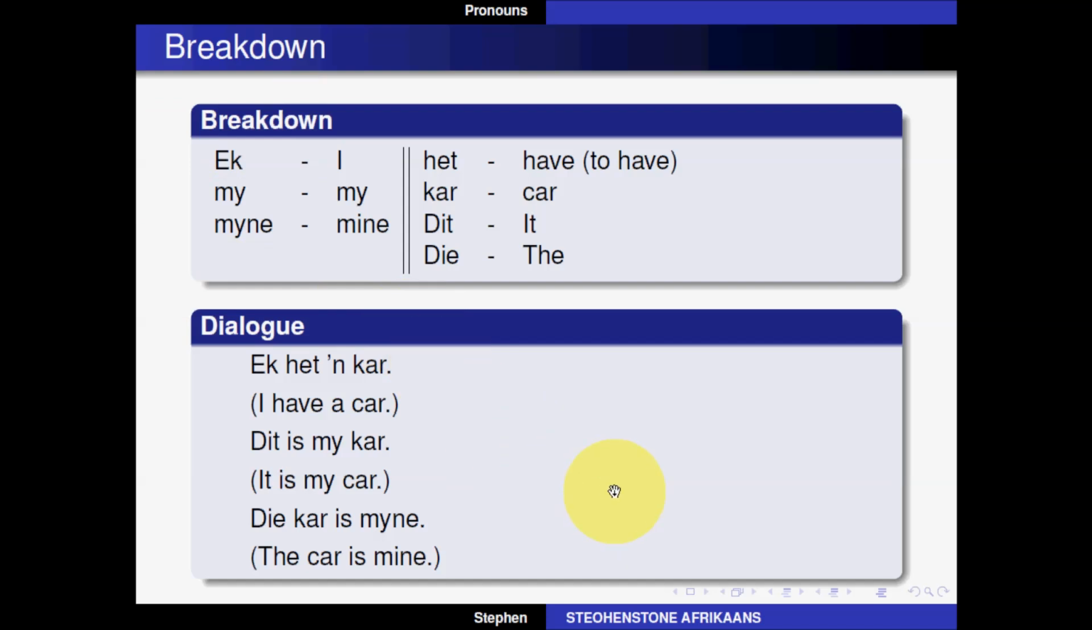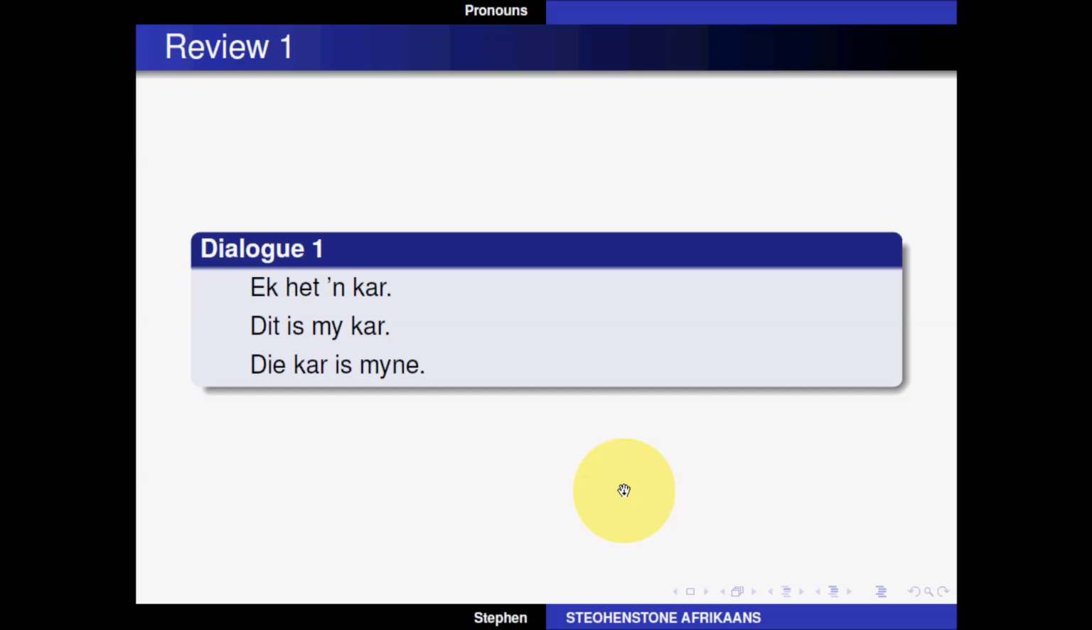So let's review the dialogue. And same as before with lesson 1, I'll say it, and then you can pause and try and repeat it. Then I'll say the sentence again so you can verify how you did. And then we'll do each sentence like that.